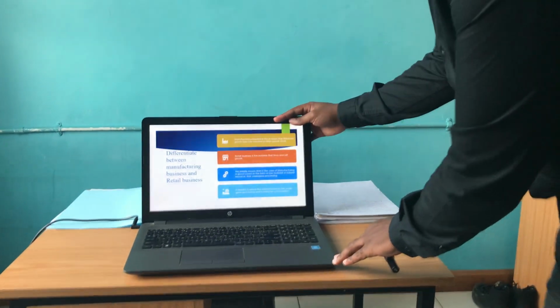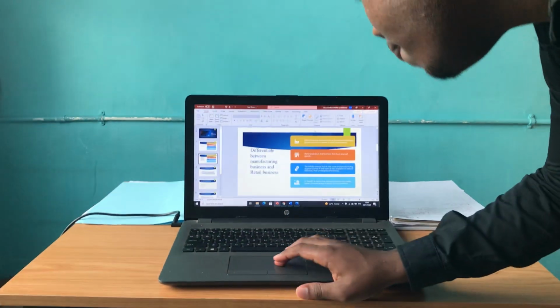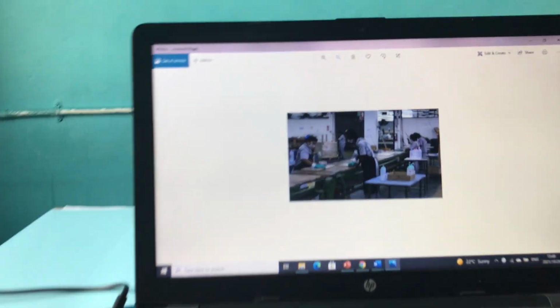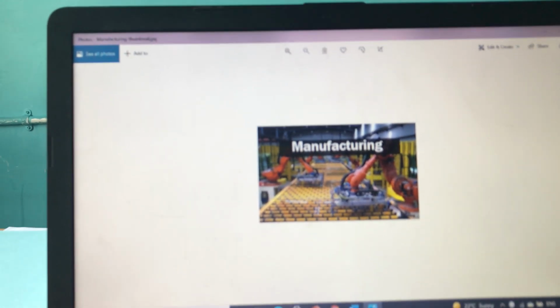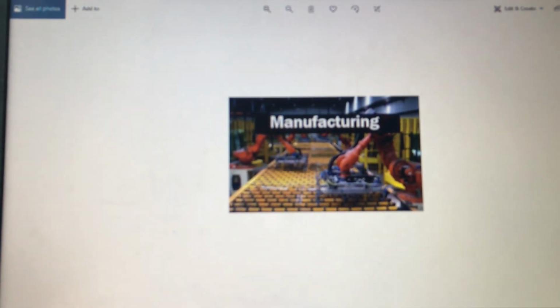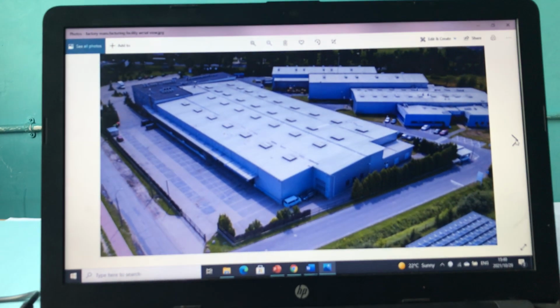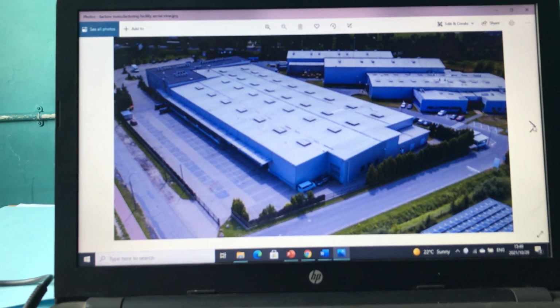All these are the costs that a business incurs when they are operating. Let me show you lastly pictures of manufacturing businesses. This is a business where they produce goods. This is another factory, and it's written there manufacturing. And here is another business or factory where they are manufacturing goods from raw materials into finished goods.